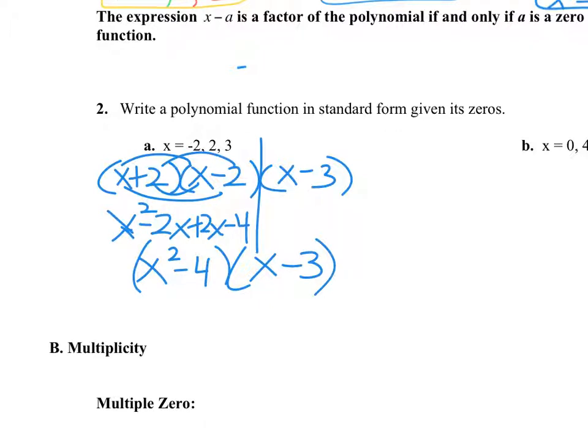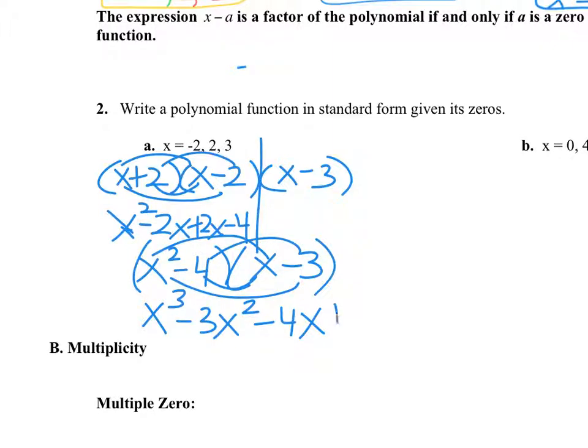So we'll FOIL this out. We get x squared times x is x cubed. Outside gives me negative 3x squared. Inside gives me negative 4x, and my last term is 12. And there it is, my polynomial. It's in standard form, which is nice. I don't have to rearrange it or anything. There's no like terms, and that would be it. Okay? So these aren't that hard. They just take a lot of work, a lot of time.